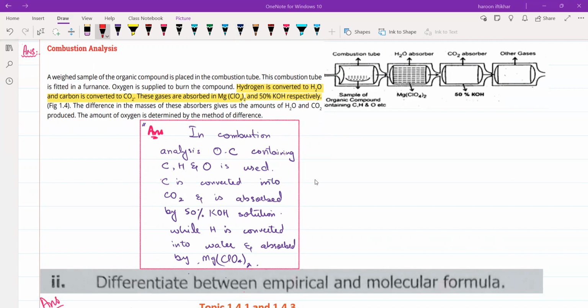So you will get 2 marks: magnesium perchlorate is used to absorb water, while 50% potassium hydroxide is used to absorb carbon dioxide. So this is also mentioned in the diagram as well. A diagram is not necessary, you don't have to make the diagram in a short question, but what you need to do is just write in a very proper way. So you will get 2 out of 2 marks.